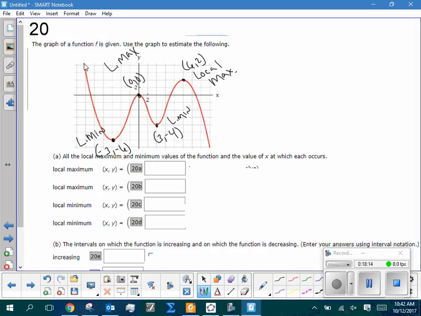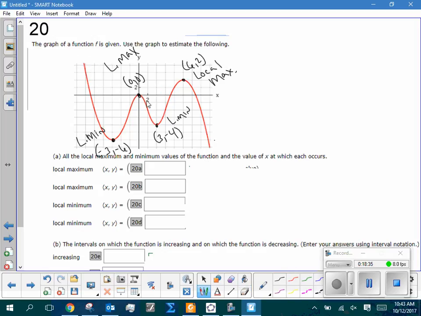It would be different if they put a point there and a point there. They truncated the curve, cut it off, shortened it, whatever. Now that would be a global maximum, and that would be a global minimum, because they're y values that are either bigger than the rest of the y values, or smaller than the rest of the y values.